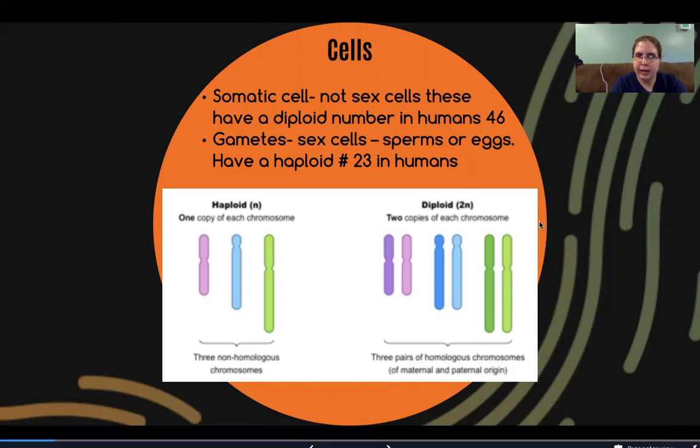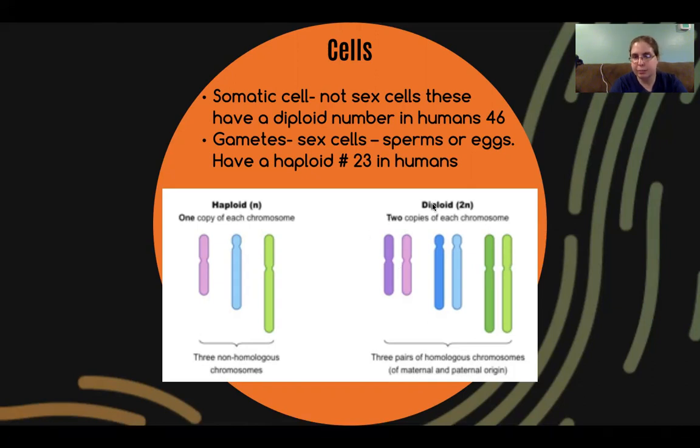So here we have an example of being diploid. We have 3 homologous pairs. That's a homologous pair, that's a homologous pair, and that's a homologous pair. So we have 3 homologous pairs. They come 2 for each one.